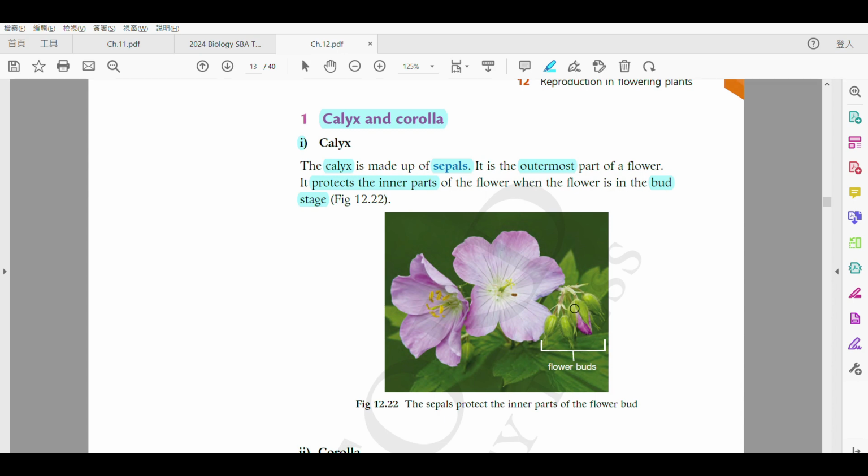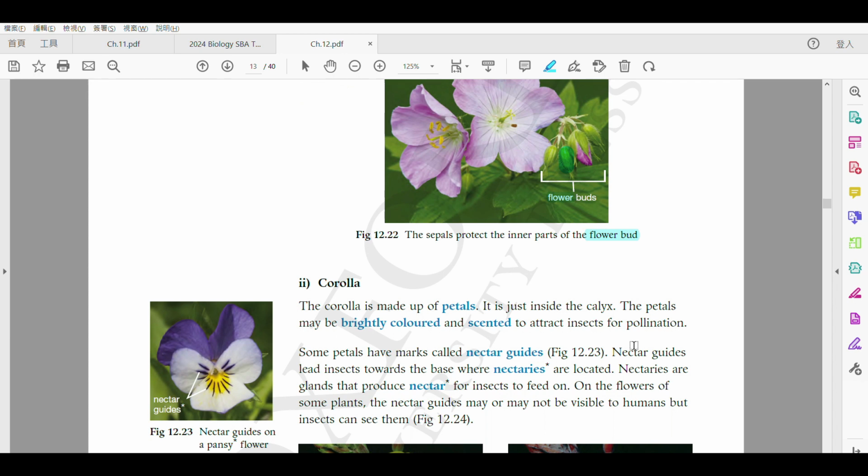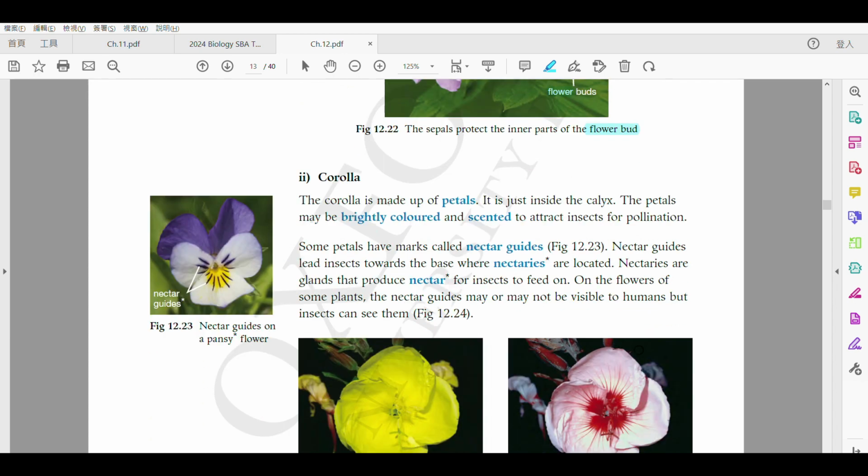You can see the outermost layer is green in color, right? Therefore, this thing is actually the calyx, or you can say the sepal, protecting the flower bud. Protecting the inner parts of the flower bud. So that's the sepal, the calyx.